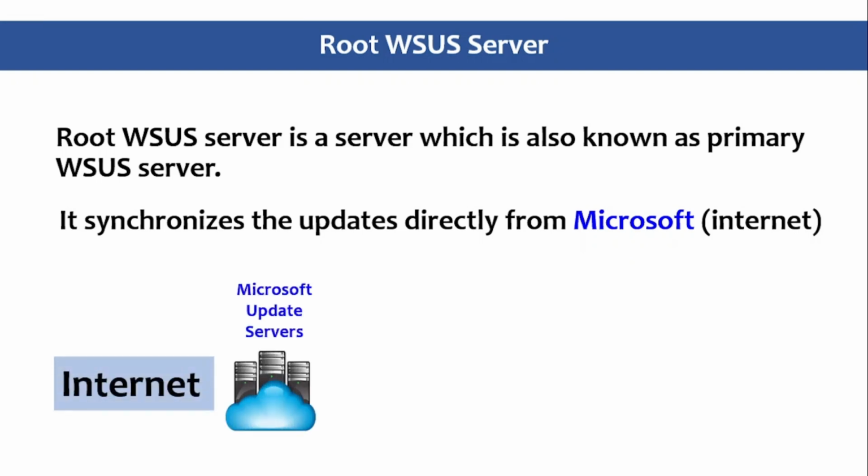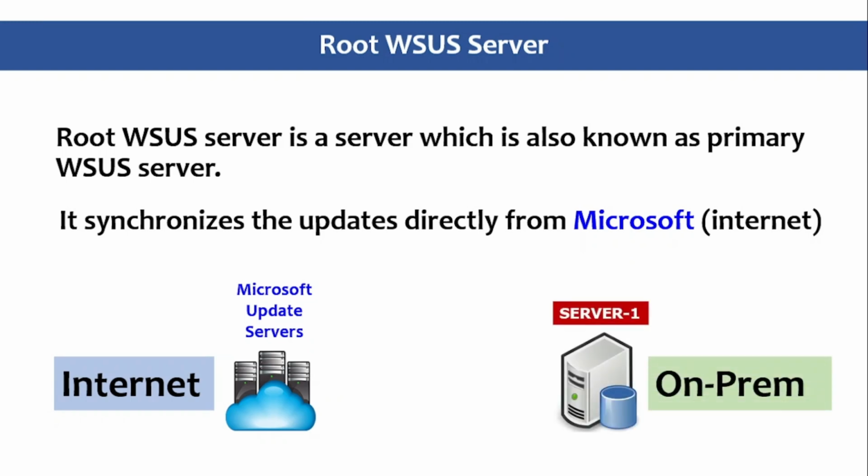We have the internet, with Microsoft Update servers on the internet, and we have a server named server 1, which is an on-premises server. We installed and configured WSUS, Windows Server Update Services, on server 1, and we configured it in such a way that it will get updates from Microsoft Update servers on the internet. So server 1 can be called a Root WSUS Server.